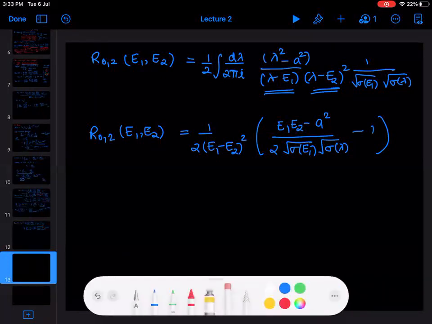I think I made a mistake, this is E2. I'm sorry. Yes, thank you for this. This is not lambda. There's no lambda in this equation. We did an integration over lambda. So that was a mistake. Thank you.